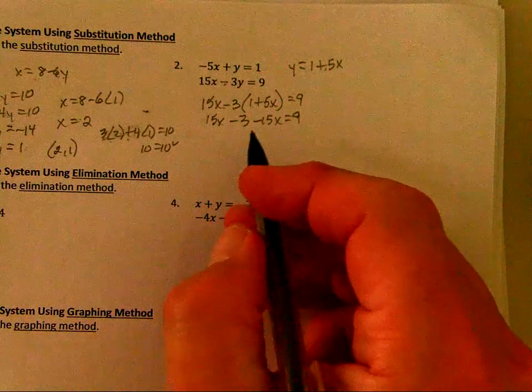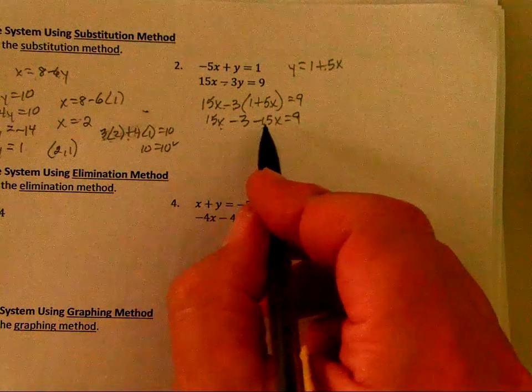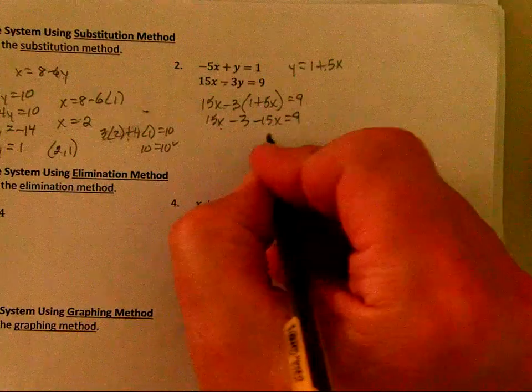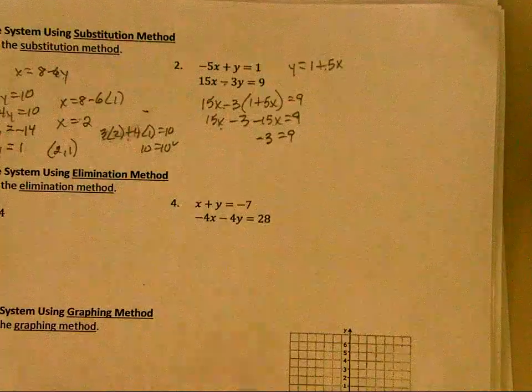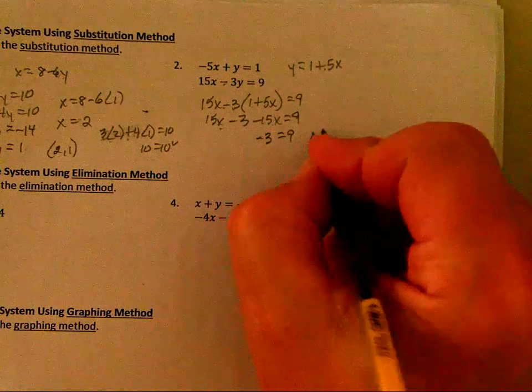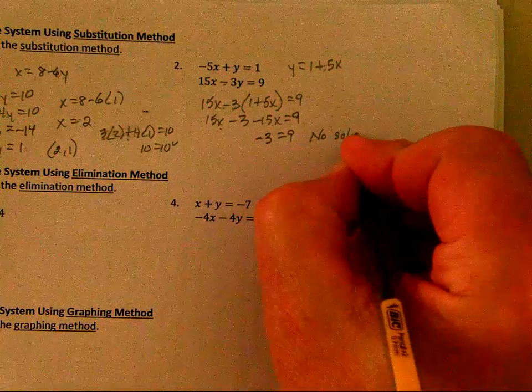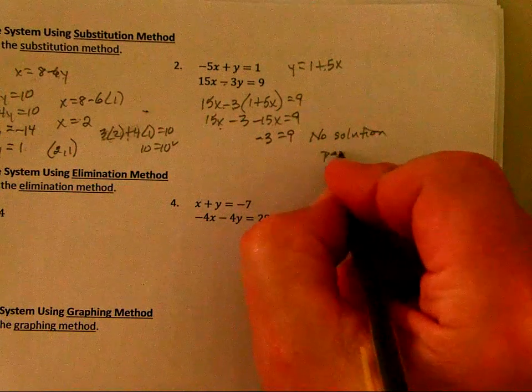Combine like terms. 15x minus 15x, those cancel out, so we're left with negative 3 equals 9. Well, that's obviously not true, so this one has no solution. So that means, if they asked you, these two are parallel lines.